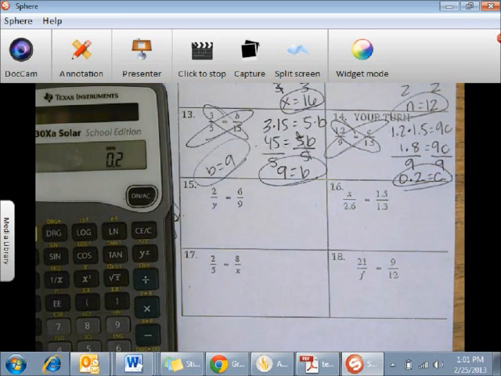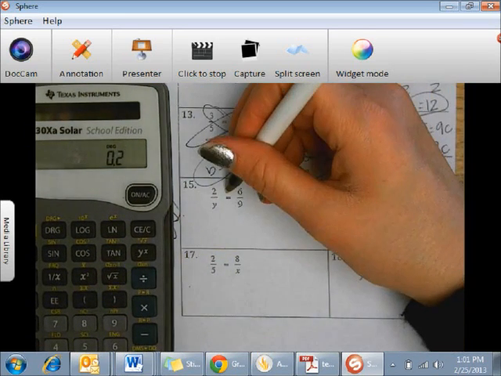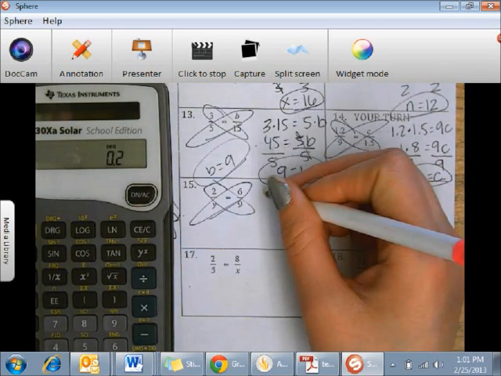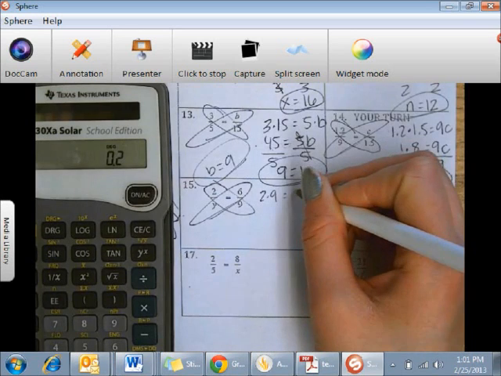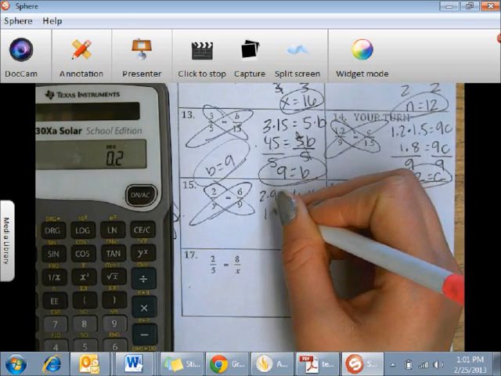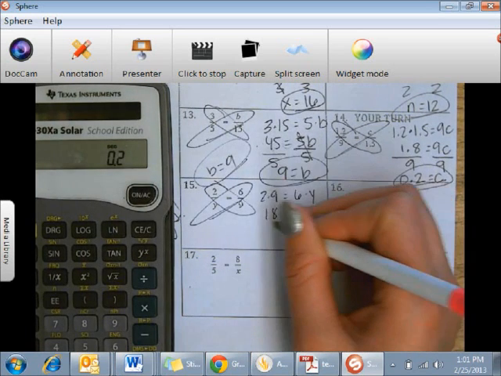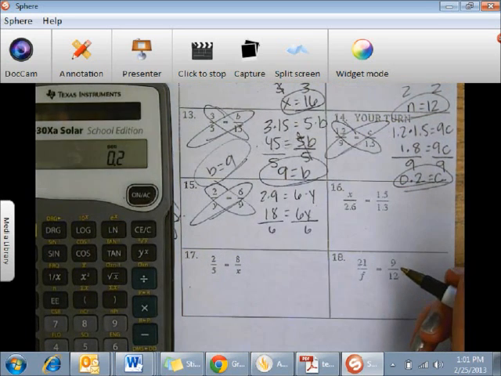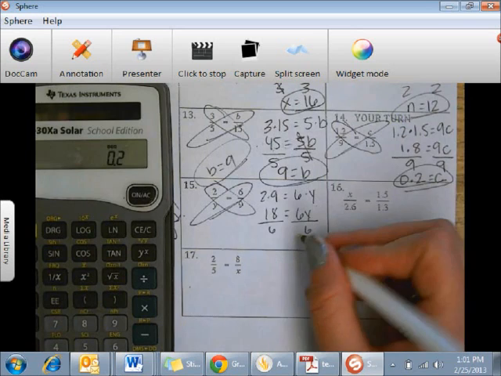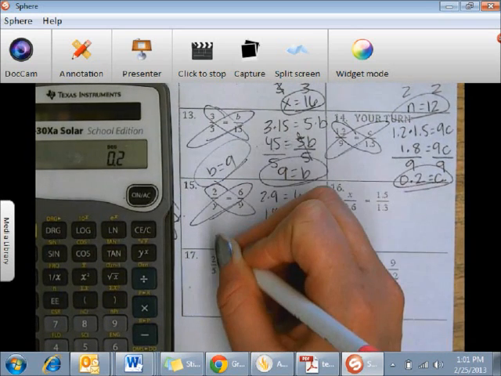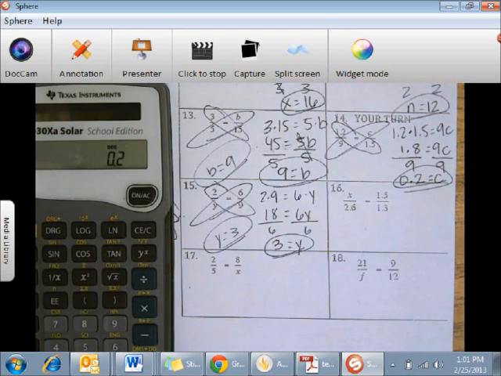Okay, so now we're going to cross multiply again. Here I'm going to get 2 times 9 equals 6 times y. 18 equals 6y. Divide by 6, divide by 6, and you'll be left with 3 equals y, or y equals 3, whichever one you prefer.